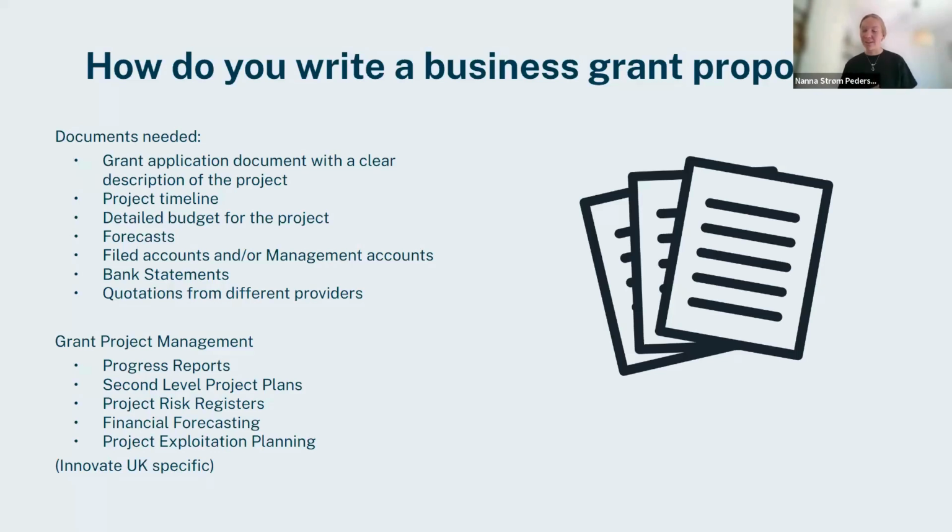So what we often see is the general reporting, which will be a progress report, second level project plans, project risk registers, and then the financial forecasting. And as well, if there are slight changes to the plan compared to what you put in the grant application, sometimes they do allow changes to be made, but sometimes it's set as it has to be that. So that's why the application process is so important.